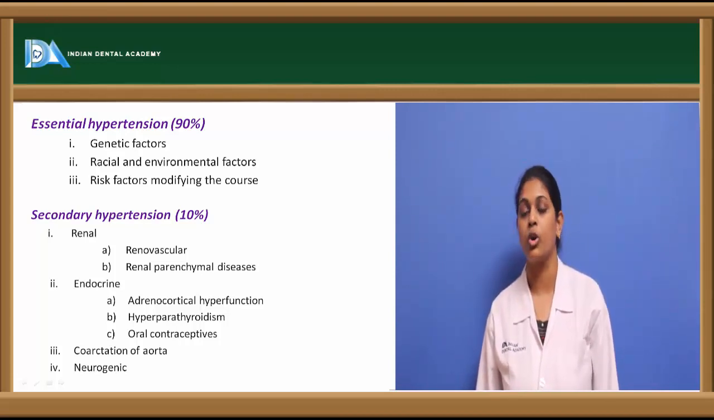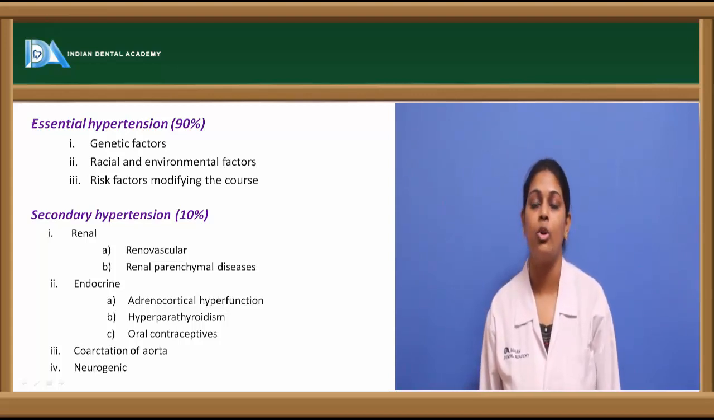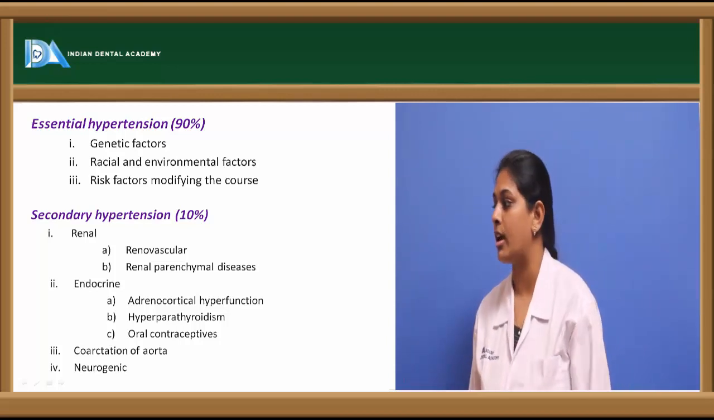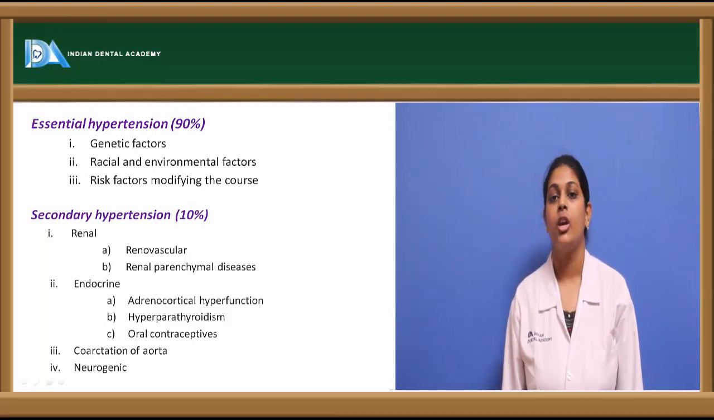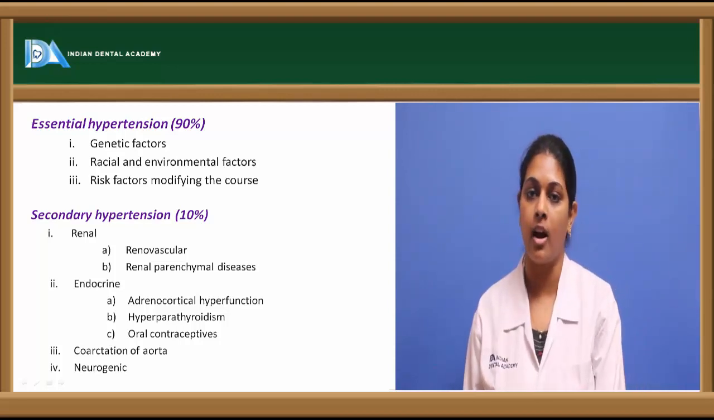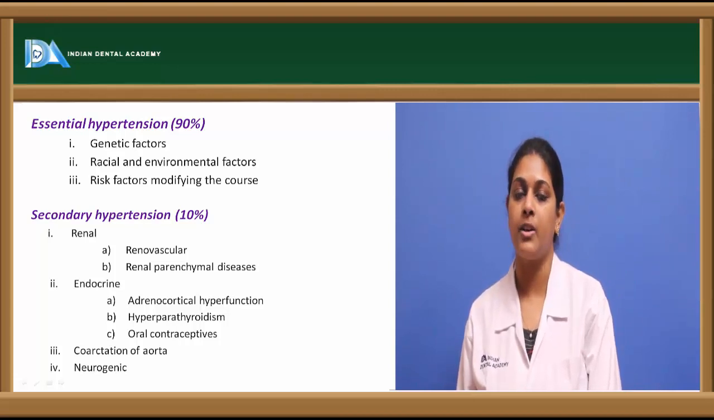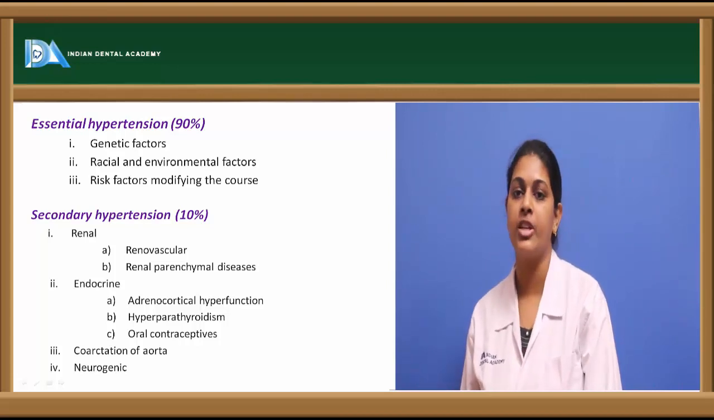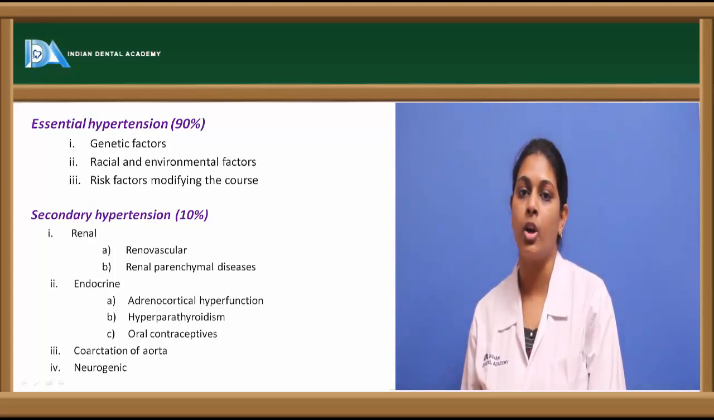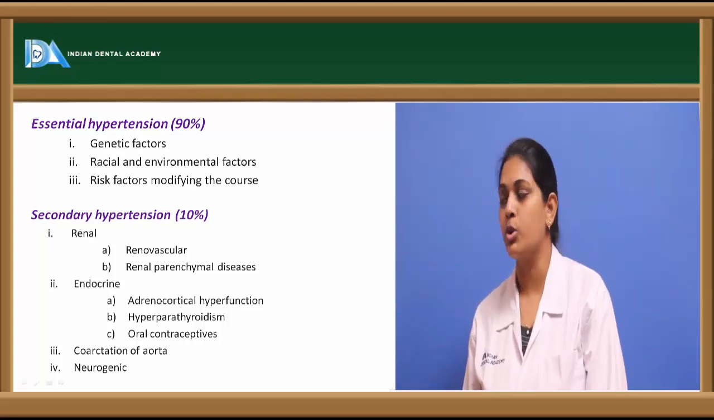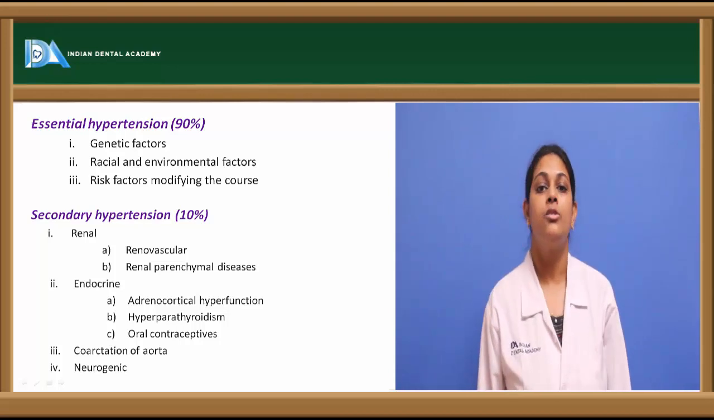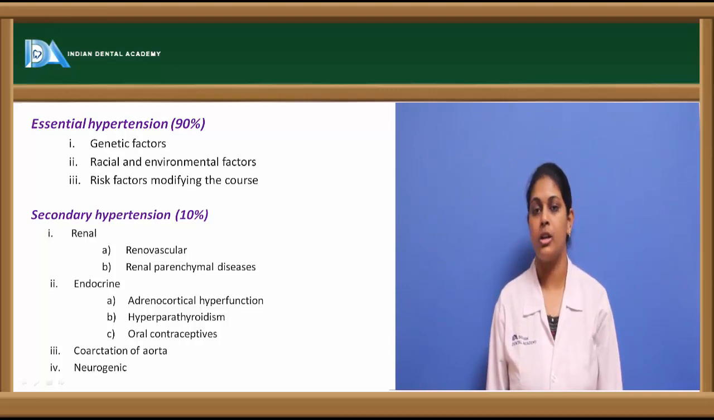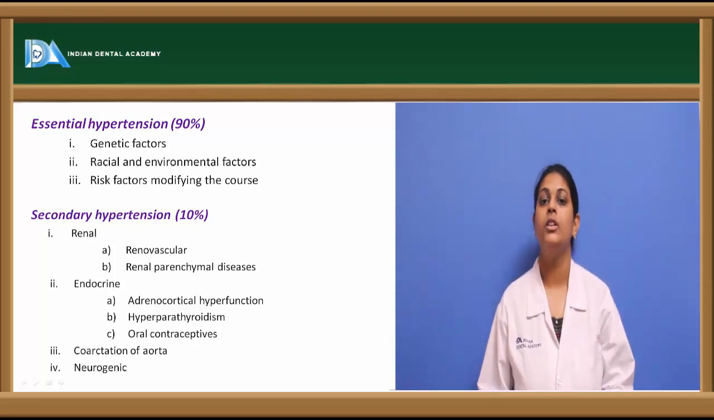As already discussed, it is more common in African Americans than in whites, and the environmental factors such as stress, obesity and skilled occupations. The risks which modify the course are age. If it has been neglected in the younger age, then it could result in progressive hypertension, and if it is untreated, even in an older age group, it can also be progressive. So these are the risk factors which modify the course. Other than that, risk factors such as the patient already having diabetes mellitus or smoking can also progress the condition of essential hypertension.